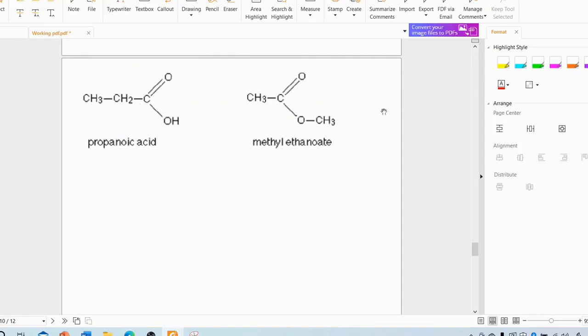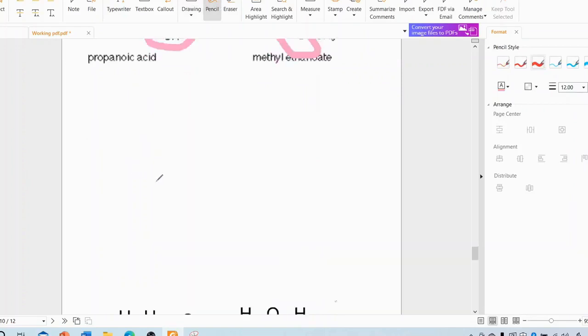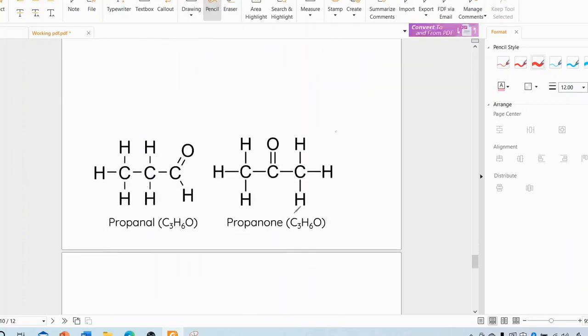This is an ester. So if you find out their molecular formulas, they will be the same, but their functional groups are different. And this is propanal and propanone. So aldehyde and ketone. Same molecular formula, but the functional group is different. So that is that.